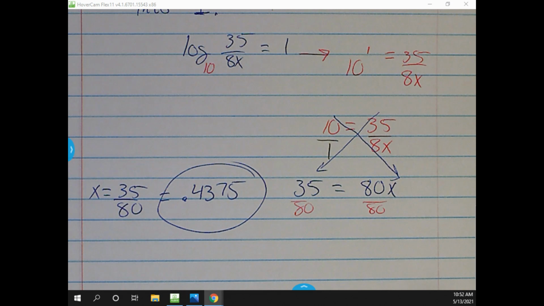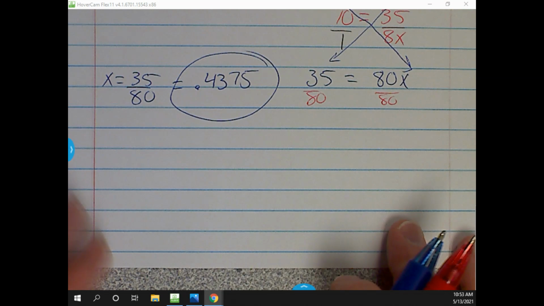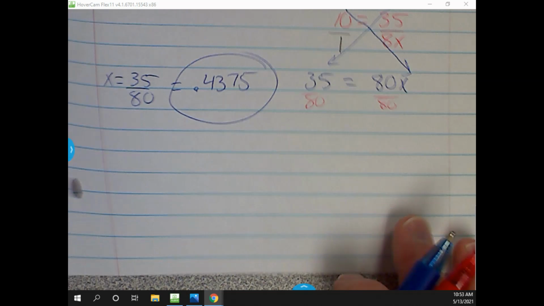All right, two more problems, and then we'll wrap this thing up. And I think I'm going to go just to a new page here.